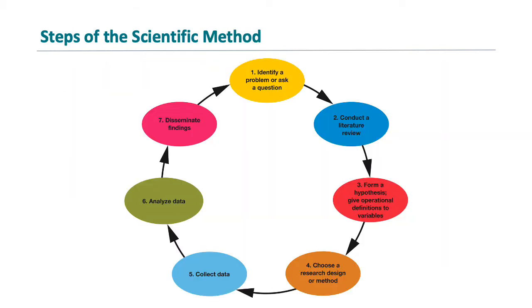So here are the steps of the scientific method. First, you'll identify a problem or ask a question, then you'll conduct a literature review, you'll form hypotheses and give operational definitions to variables, you'll choose a research method, you'll collect the data and analyze it, and then you will discuss the findings from your research.